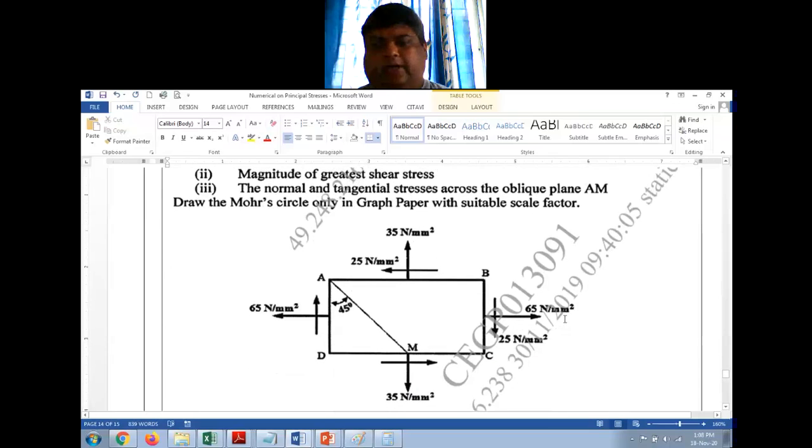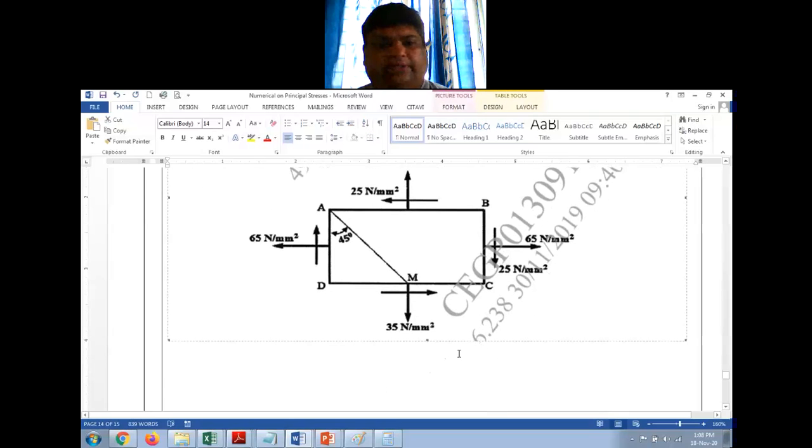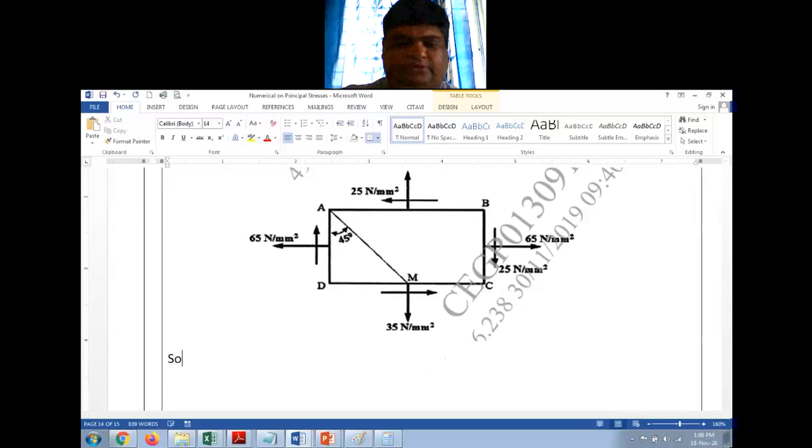Right? I saw a couple of numericals, and they're very particular that you have to draw the Mohr circle on a graph paper only, right? So please ask for graph paper in the exam, and then you draw on the graph paper only. Okay, now let us start the solution.